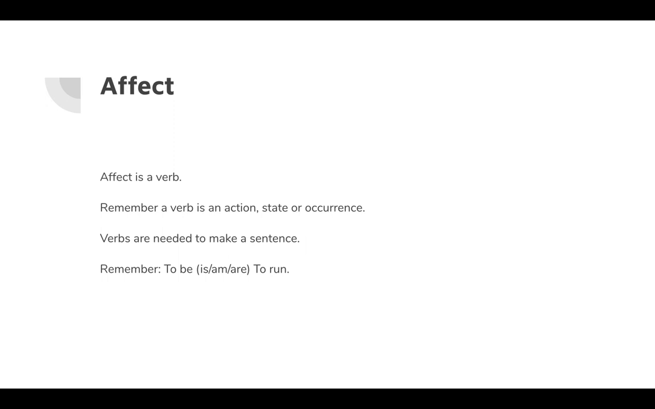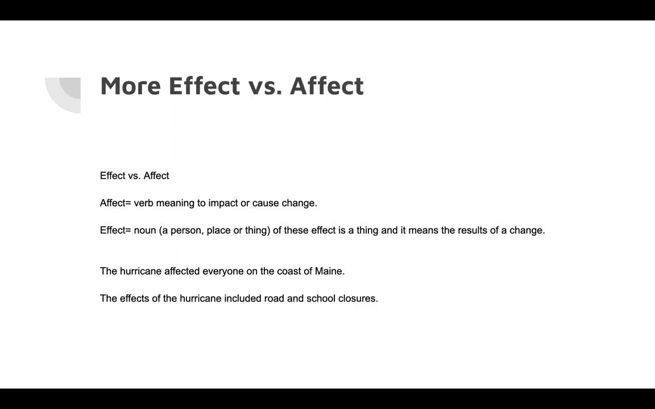So our basic verbs that we use all the time are to be, which is is, am, or are. We use it in many, many simple sentences, or to run. So affect is the same kind of word as that. So what does that mean if you look at them together? This slide tells us about effect versus affect in direct comparison.